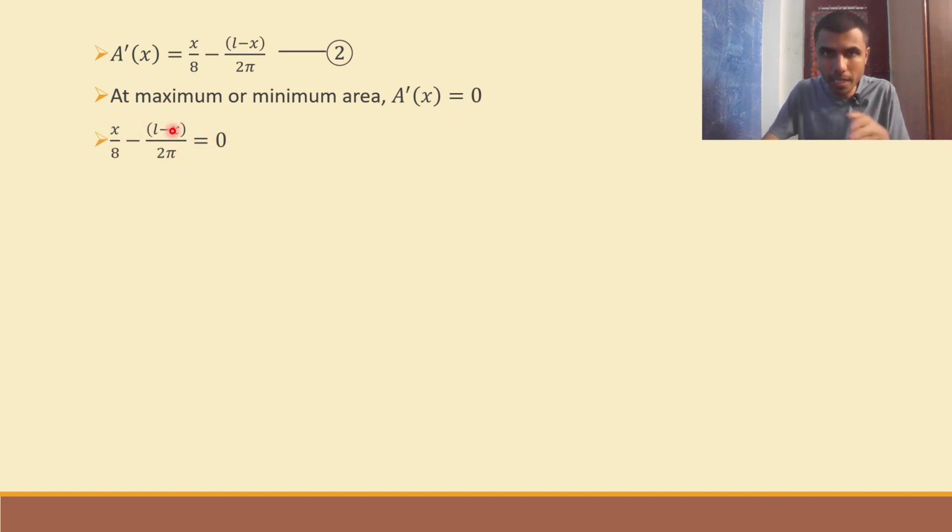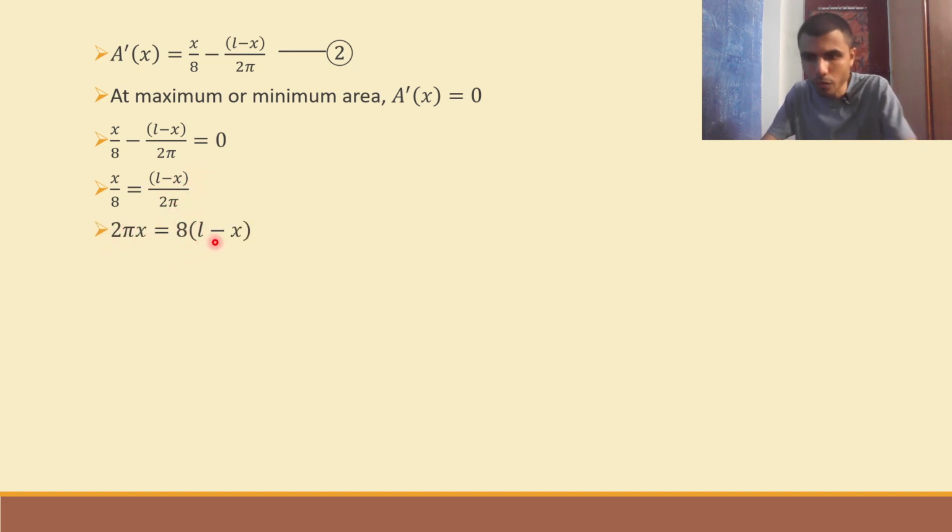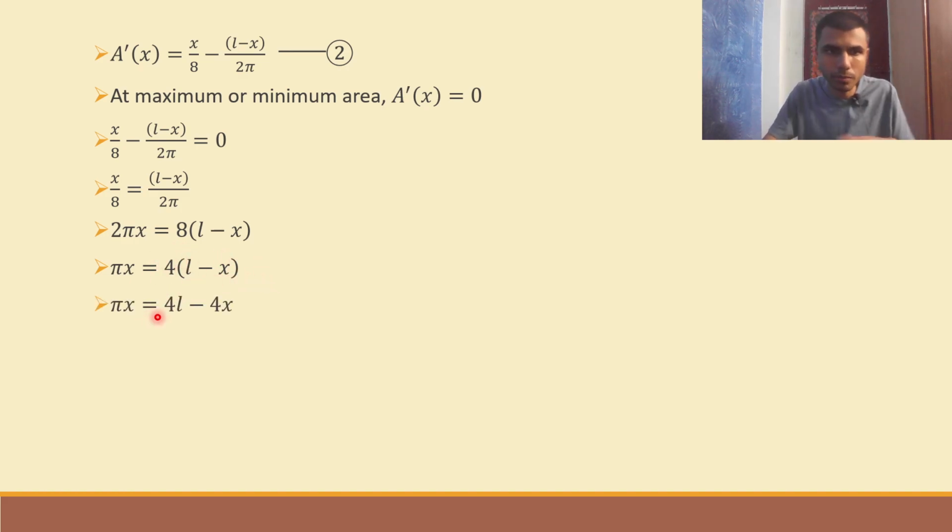Now send this minus of (L minus x) by 2 pi to the RHS. x by 8 is (L minus x) by 2 pi. Cross multiplication: 2 pi x is nothing but 8 into (L minus x). 2 ones are 2, 2 fours are 8. So pi x is 4 into (L minus x). Multiply 4 into L minus 4 into x, 4L minus 4x. So pi x is nothing but 4L minus 4x.